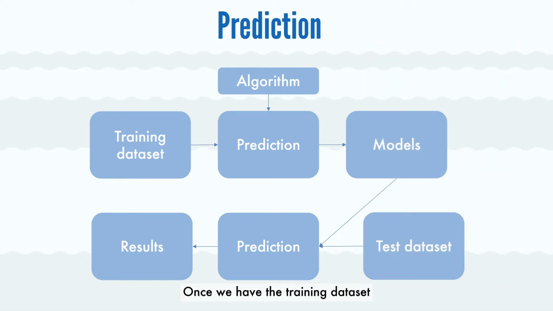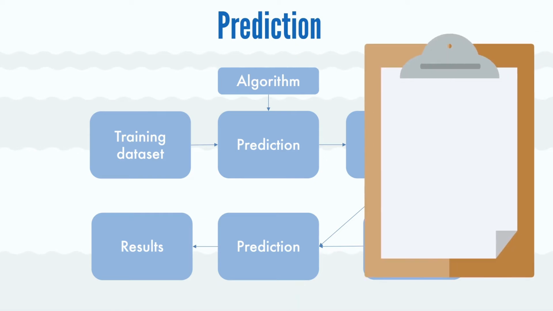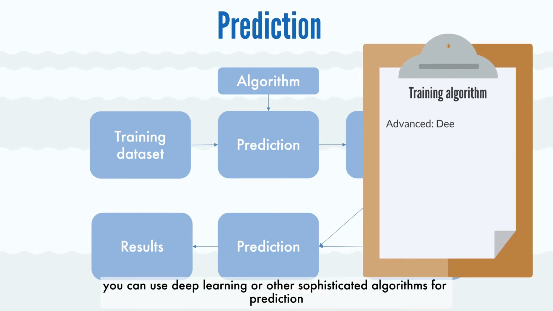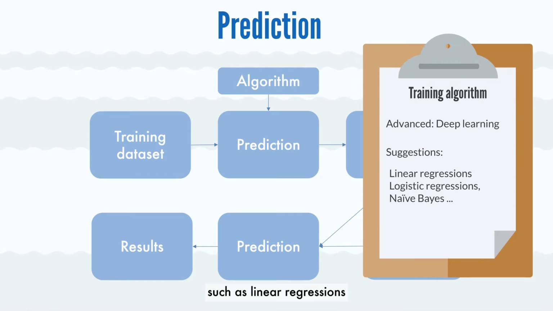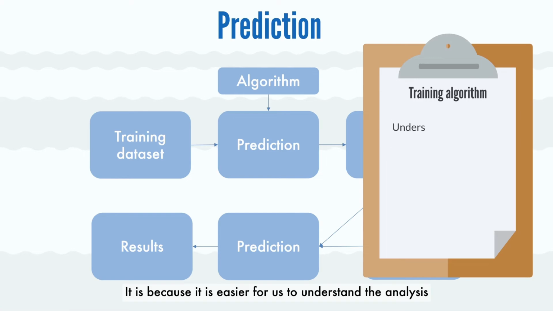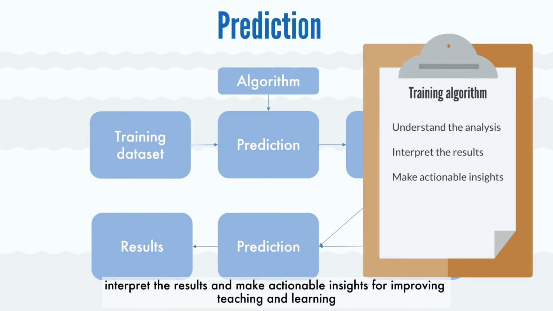Once we have the training dataset, we can select a training algorithm. Of course, you can use deep learning or other sophisticated algorithms for prediction. However, I suggest using simple algorithms such as linear regression, logistic regression, and naive Bayes. It's because it's easier for us to understand the analytics, interpret the results, and make actionable insights for improving teaching and learning.